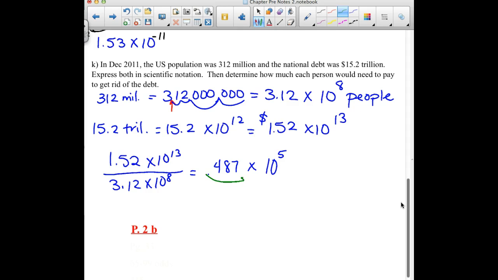We need to move our decimal 5 places that way, which means if we're going to keep this in scientific notation, we would have 4.87. We've moved 1 space here, which means we only need 4 more. If we wanted to put it in terms that seem more logical when we're talking about money, we could go ahead and move the 5 original spaces here, and we have $48,700. Each person, every single person would need to pay that to get rid of our debt.